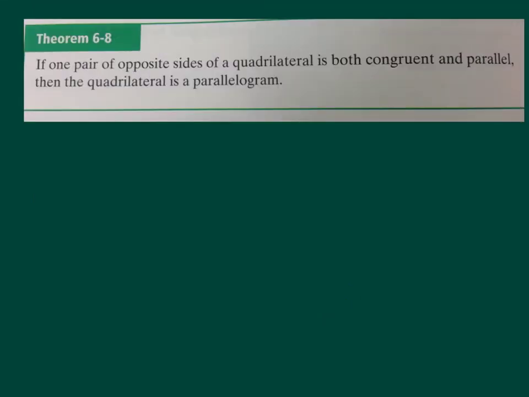Our last theorem in this lesson states that if one pair of opposite sides of a quadrilateral are both congruent and parallel, then the quadrilateral is a parallelogram. Let's take a look at what this means.